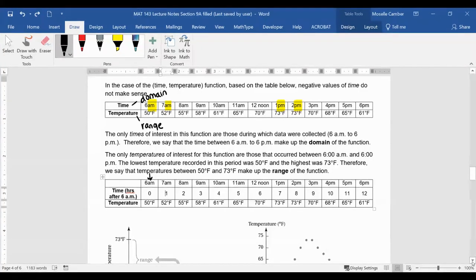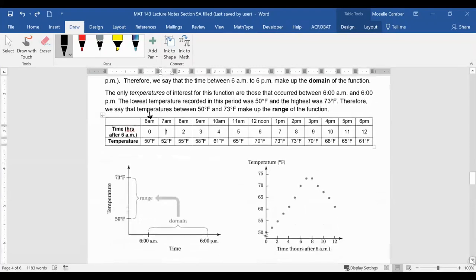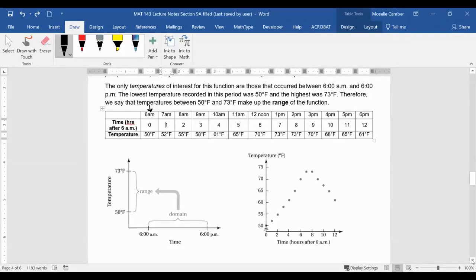So we have this table. Now we can graph it where time, the domain, is always on the x-axis, and the range is going to be on your y-axis. So to graph it, of course, at time 0, we're at 50. 1 hour later, we're at 52. 2 hours, we're at 55, and so on.